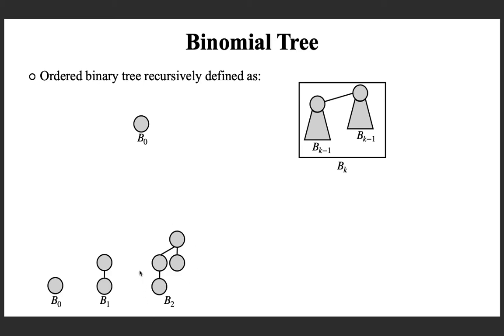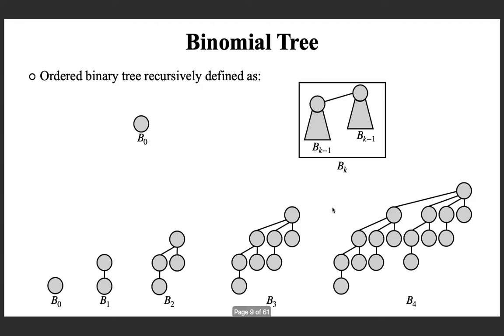If you take a copy of B2 and you hang it here as a child, then what you are getting is called B3. Similarly, this is B3. If you take a copy of the B3 and hang it here as a child, then what you are obtaining is what is called B4.